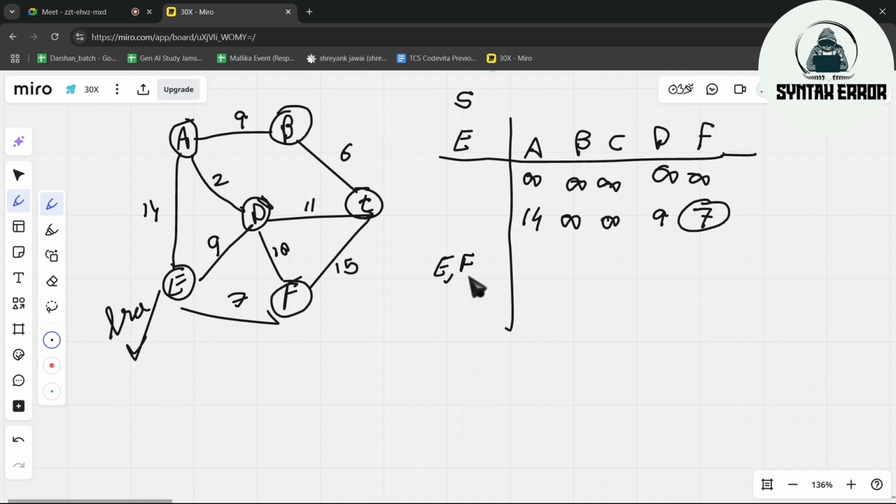So now we have to check all these paths via our final answers. Can we go to A? From E to A, again only 14. This is the shortest path. Next B. By using E also we can't go, by using F also we can't go. So again we will retain our infinity. Let's come to C. Previously we couldn't go from E to C, but via F we can go to C. What is the path? 7 plus 15. What is 7 plus 15? 22.